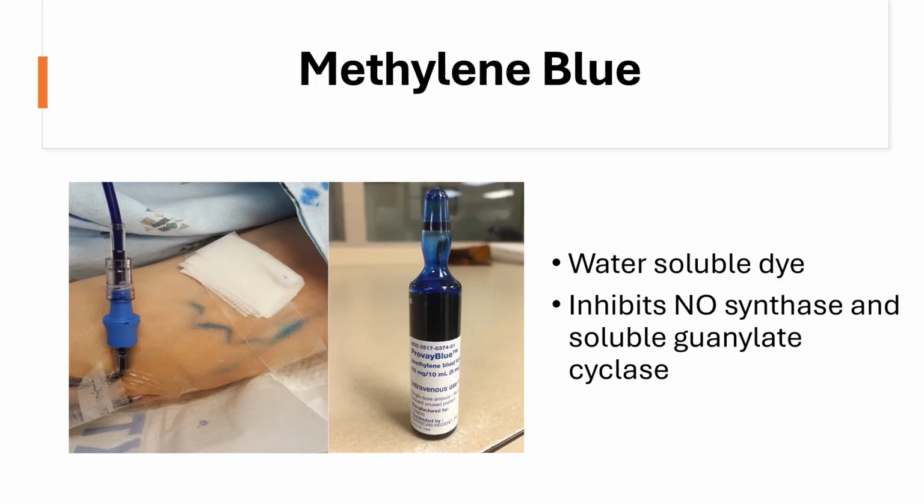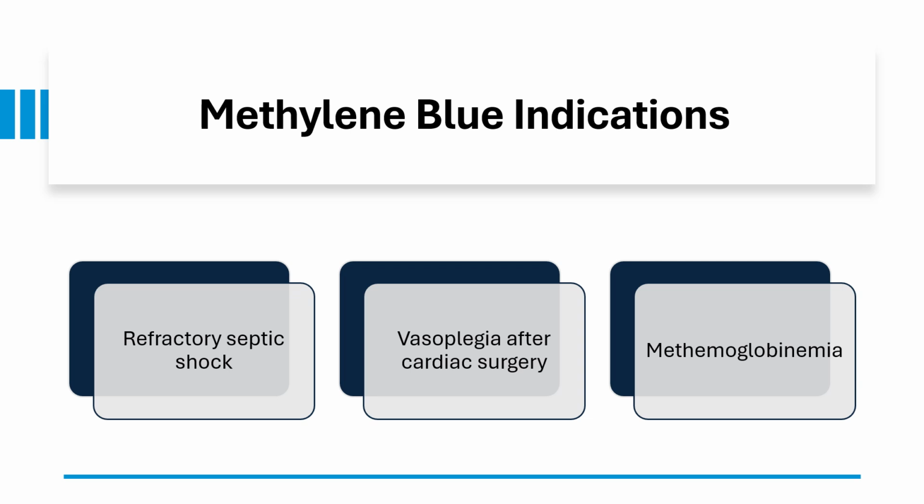So let's talk about methylene blue first. It is a water-soluble dye, and it inhibits nitric oxide synthase and soluble guanylate cyclase, leading to a decreased amount of nitric oxide and nitric oxide mediated signaling. Of note, it was initially tried as an anti-malaria medication many years ago. Indications for methylene blue use include methemoglobinemia, refractory vasoplegia after cardiac surgery, and refractory septic shock.